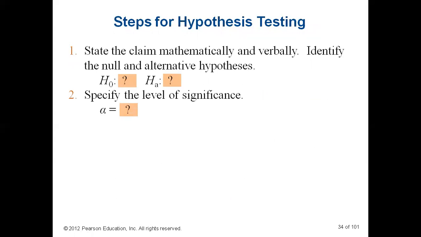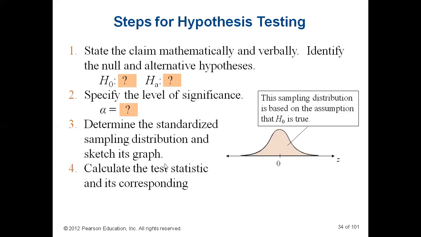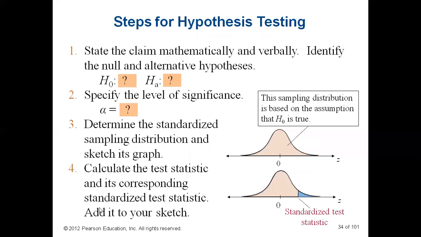Steps for hypothesis testing. Step 1: State the claim mathematically and verbally. Identify the null and alternative hypotheses. Specify the level of significance alpha. Then determine the standardized sampling distribution and sketch its graph. Next, calculate the test statistic and its corresponding standardized test statistic. Add it to the sketch.